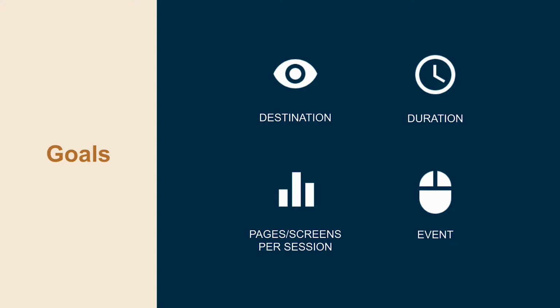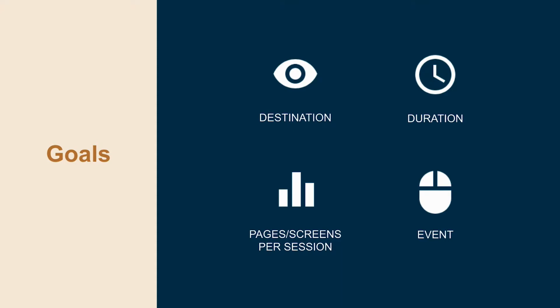We have 4 different types of goals, and these can all be set up through Google Analytics. There's a destination goal, which tracks a view of a specific page. So that could be something like a thank you page after a user has submitted a lead generation form. Duration and pages per session goals measure user engagement with your site.